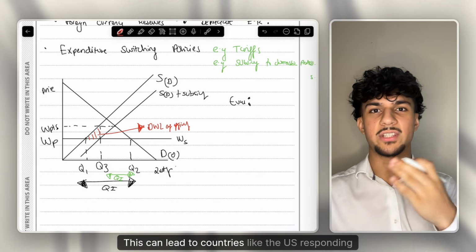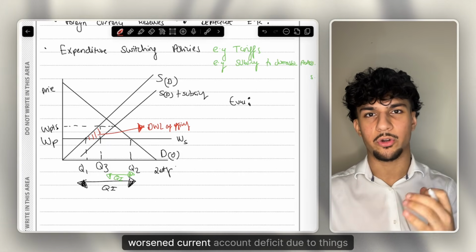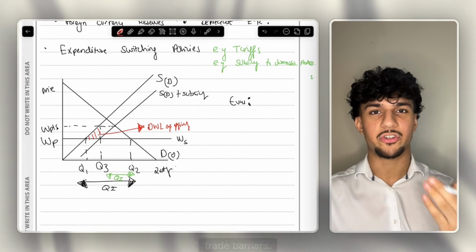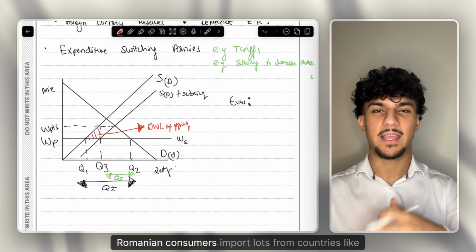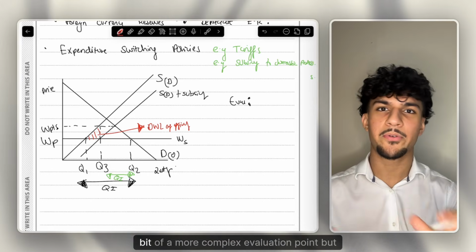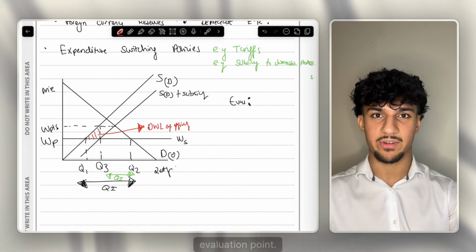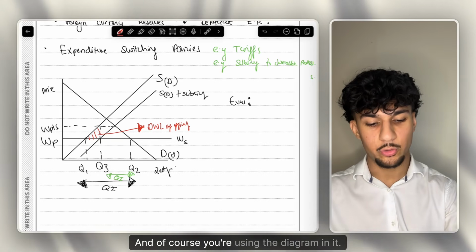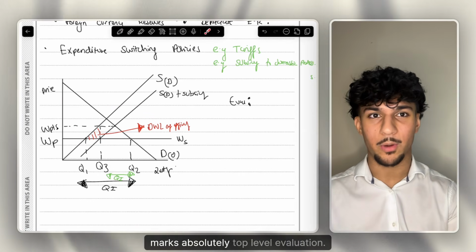This can lead to countries like the US responding, and that could actually, in the end, lead to a worsened current account deficit due to things like tariffs, trade barriers, if, for example, Romanian consumers import lots from countries like the US or whichever country sets trade barriers on them. So there's a bit of a more complex evaluation point, but nonetheless, a very, very detailed and very specific evaluation point. And of course, you're using the diagram you've drawn, it's top marks, absolute top level evaluation point.